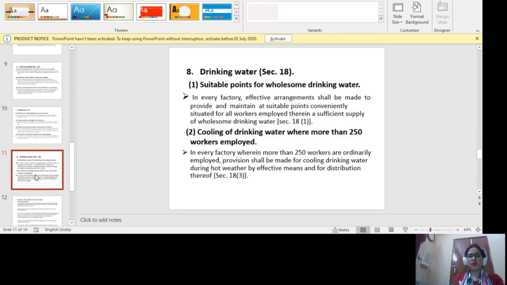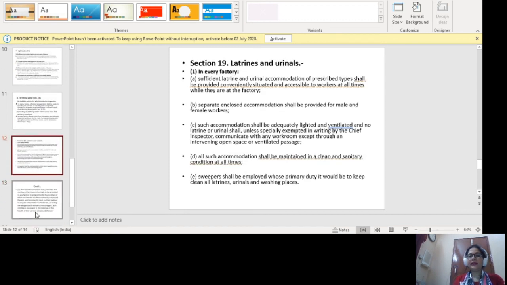Now, next is drinking water. There should be suitable points for wholesome drinking water in every factory. And if more than 250 workers are employed in that factory, then the factory shall provide for cooling of drinking water. Then next, Section 19 deals with latrines and urinals.